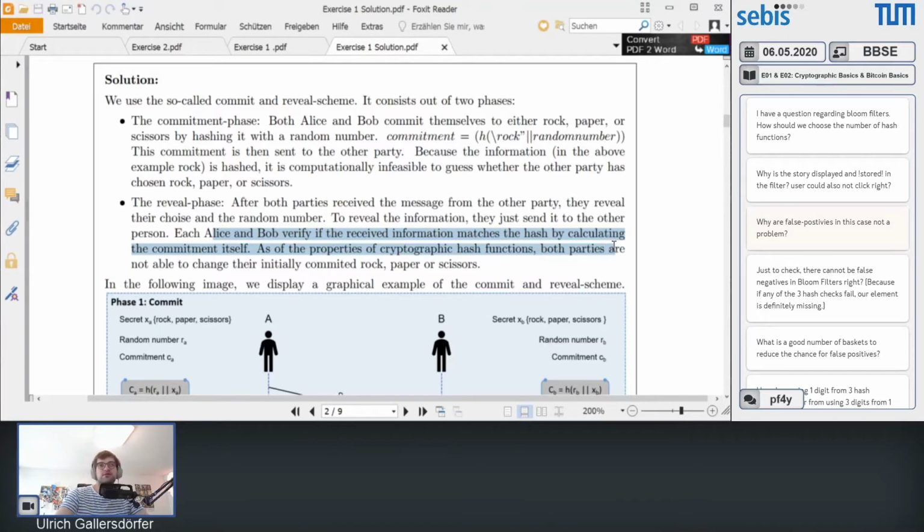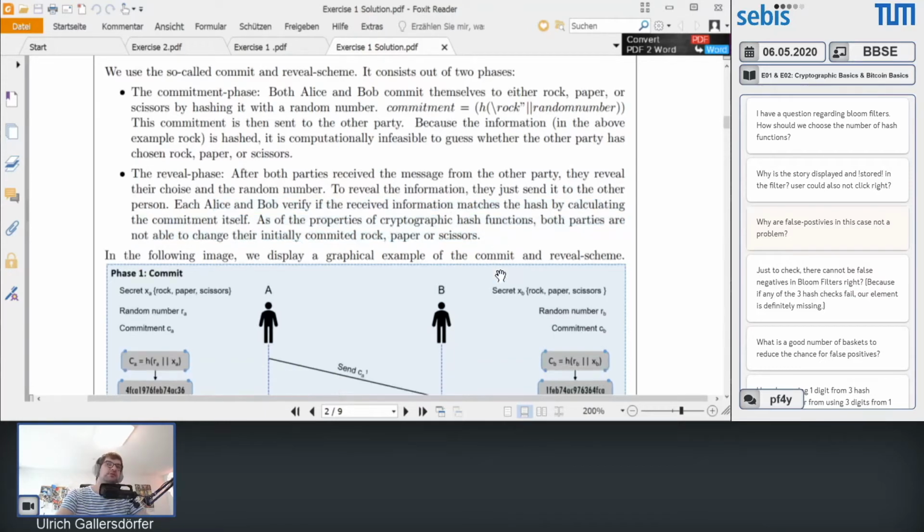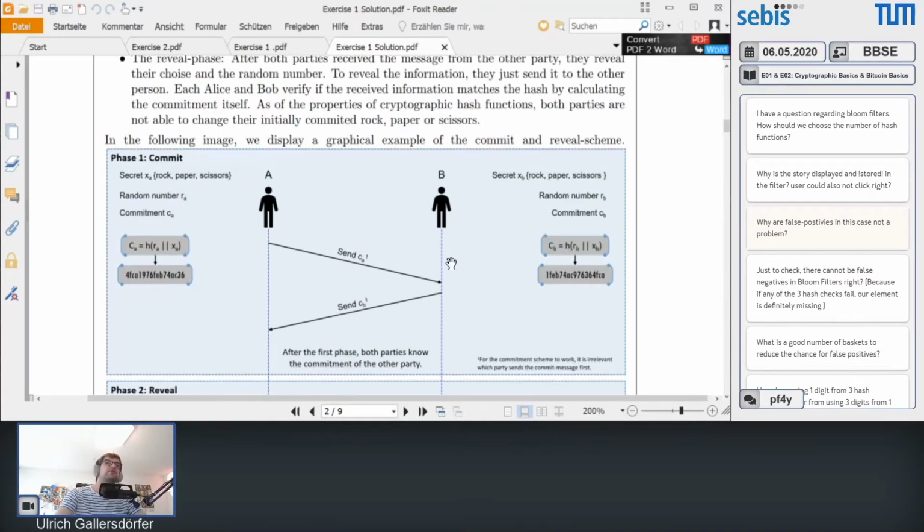And because of the properties of cryptographic hash functions, both parties are not able to change their initially committed rock, paper, or scissors. So the decision they made up front is not changeable anymore because of the cryptographic hash property. You're not really able to change that because of the second pre-image resistance.